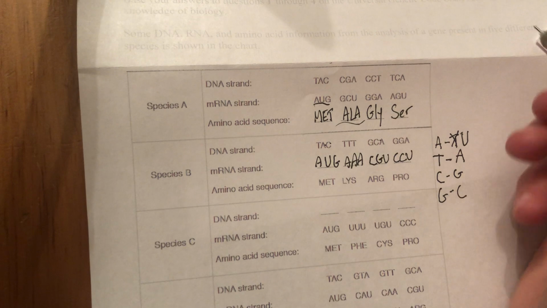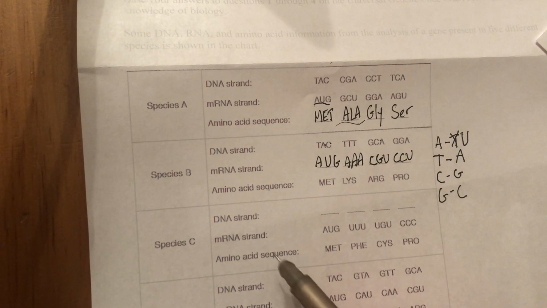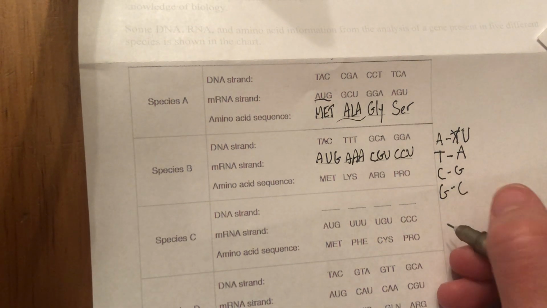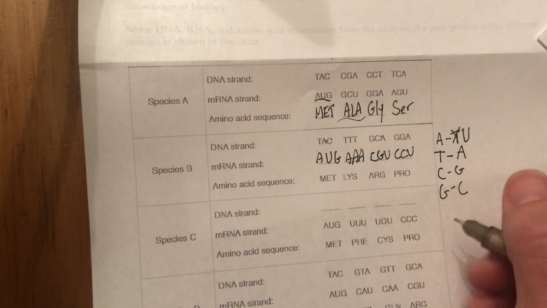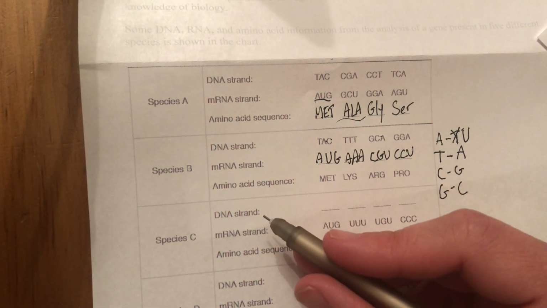Okay? Okay, so let's go to species C. What is the DNA strand if the mRNA strand is this? Well, we just go back here. Except this time, we are going to say same situation, except now we're making DNA, so there is thymine and there's no uracil.